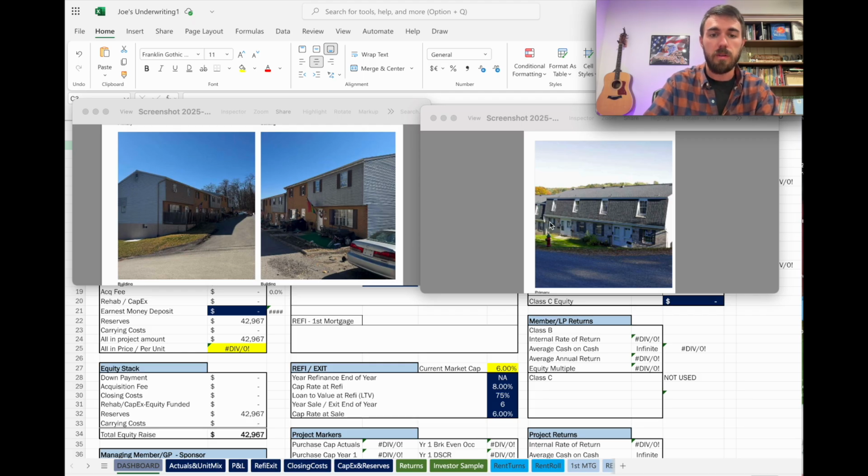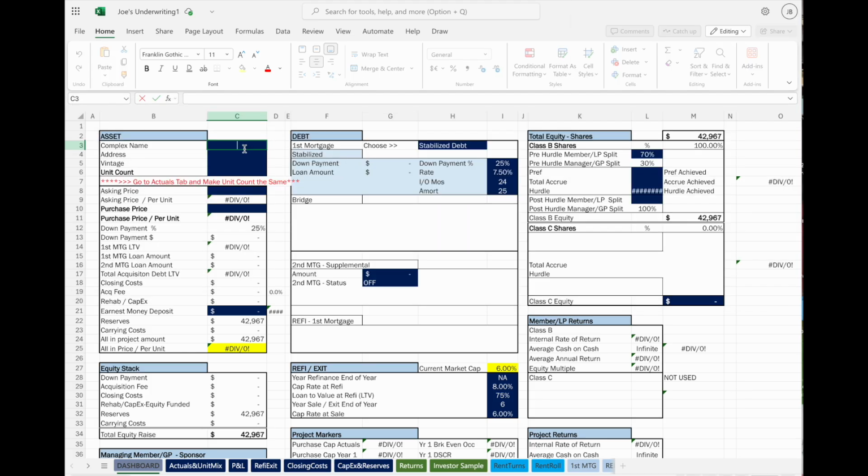It's made up of 21 units. And you can see there's two different style buildings here, but it's all one property, all next to each other, and here they are. We're not going to put an actual complex name here because I'm going to keep it private, but we'll say sample. All right, and let's just say it's built in 1965.